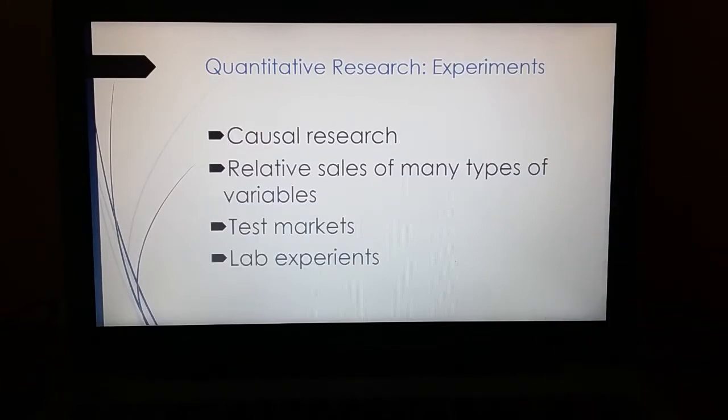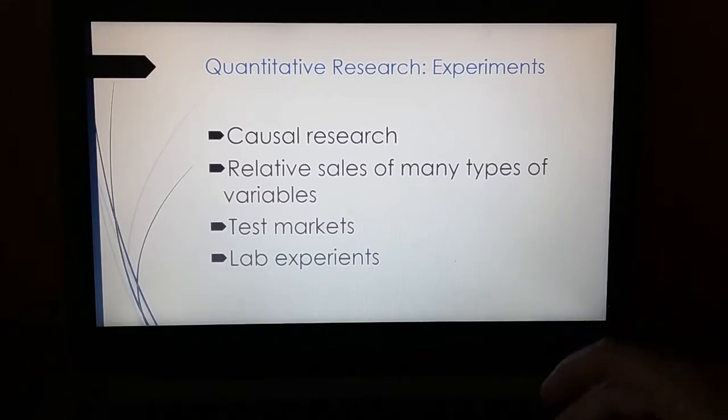So that's observation. There's also experiments. Identify cause and effect relationships among factors. For instance, it's possible to test the relative sales appeal of many types of variables, such as package designs, alternative price points, or different promotional offers by experiments designed to identify cause and effect. In the simplest form of such experiments, only one variable is manipulated, called the independent variable, while all the other elements are kept constant. There's also test marketing, putting a product out in the market to see how people respond to it, if they buy it or they don't buy it. And then finally, lab experiments, which are completely controlled environments.